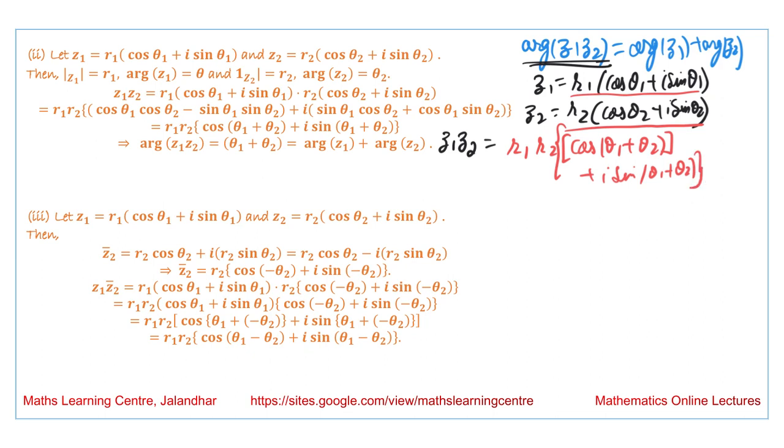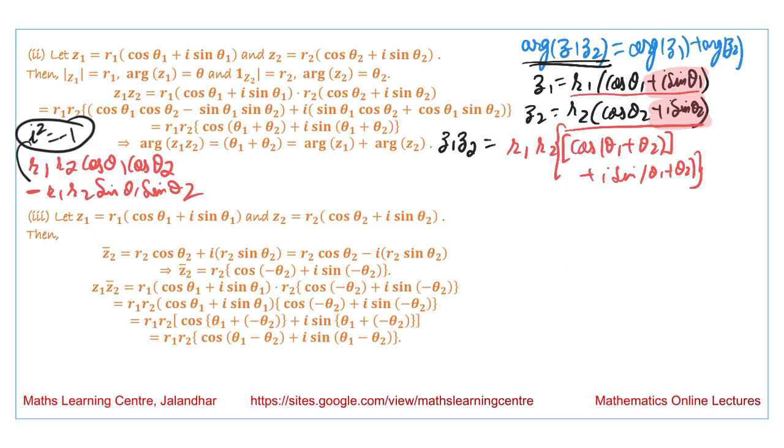Why are we getting these values? When you multiply these numbers, you will get r1 r2 cos theta 1 cos theta 2, and then you will get minus r1 r2 sin theta 1 sin theta 2. We are talking about the multiplication of iota sin theta 1 and iota sin theta 2. So the value of iota square will be minus 1, so this term will become minus.